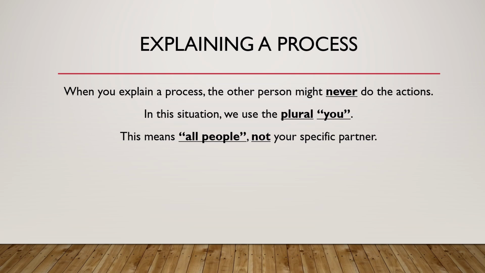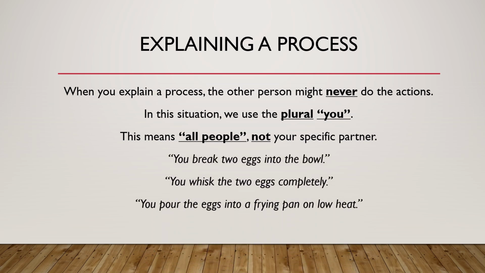For example, in Japan, you should take off your shoes when you enter a house. This doesn't mean your partner. This means people, generally, who live in Japan or who are visiting Japan. Let's look at this example. You break 2 eggs into the bowl. You whisk the 2 eggs completely. You pour the eggs into a frying pan on low heat. You might be demonstrating what to do, but your partner is not doing anything. You're explaining the process.